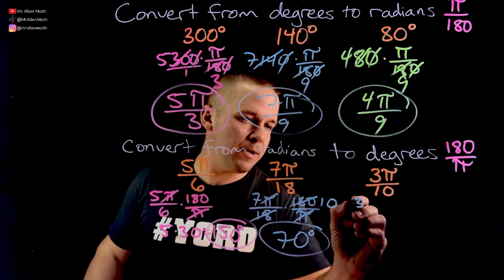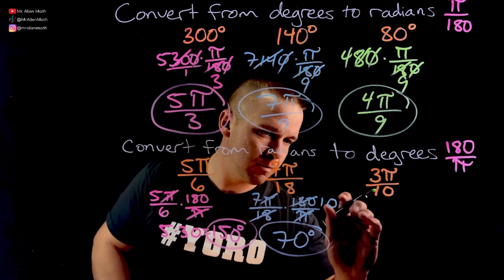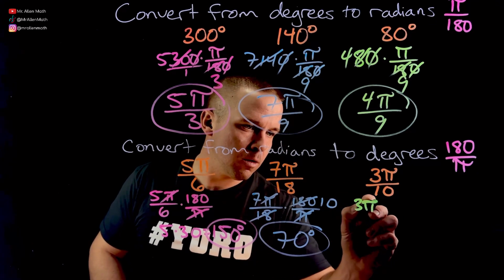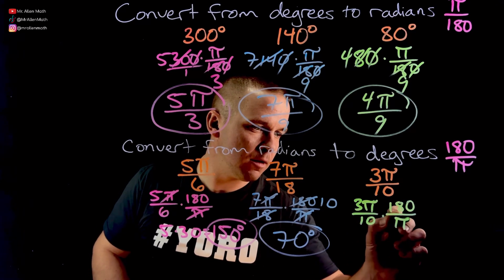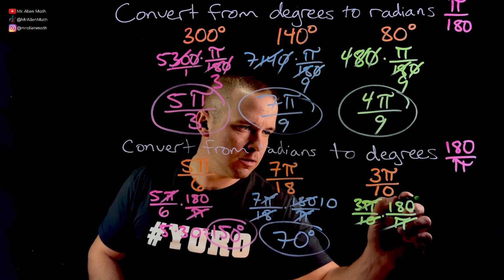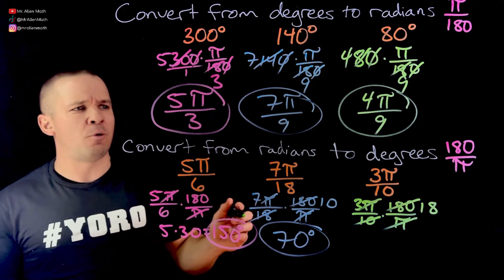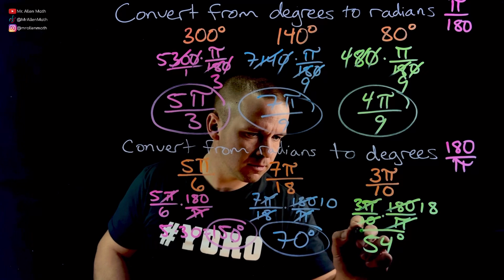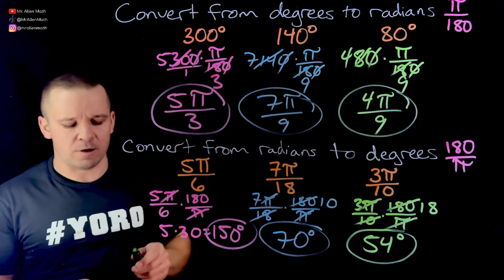Last one here, we got 3 pi. Oops. Should switch to green. Let's see if I can erase this. Doesn't always erase that great. That's not bad. 3 pi over 10 times 180 over pi. Pi's are gone. 180 divided by 10, it's going to be 18. 3 times 18 is what, 54? 54 degrees. Boom. Right? Yeah, because it'd be like 6 times 9. Yeah, 54. Boom. All right, nice.